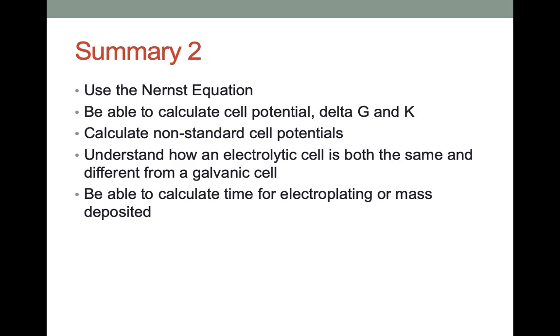You should understand how an electrolytic cell is both the same and different from a galvanic cell. What do I mean by that? Oxidation still occurs at the anode. Reduction still occurs at the cathode. And the electron flows the same direction, but what happens in electrolytic cells, we have to supply that energy. In a galvanic cell, we're getting out that energy.